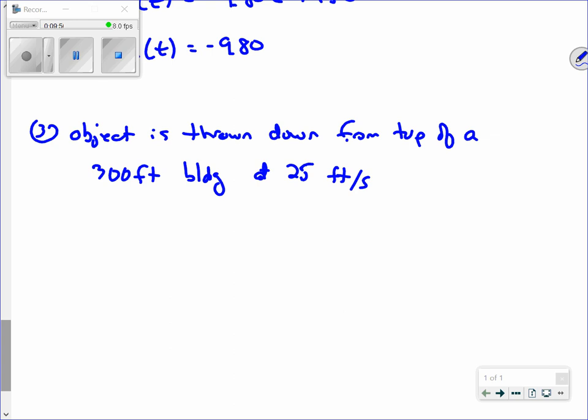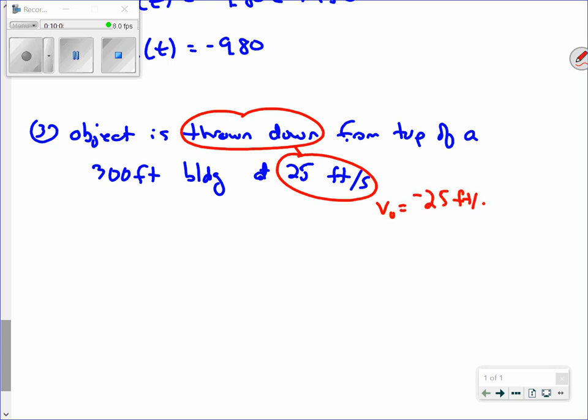So there's 2 pieces of information here that are important. One, it's thrown down, and they give you the speed here. The fact that it's thrown down, and they give you a speed of 25, you have to take that as an initial velocity of negative 25, because it starts out moving down. So things that are moving up have a positive velocity, things that are moving down a negative velocity. And the second one, it starts at the top of the 300-foot building, so our initial position is 300 feet.